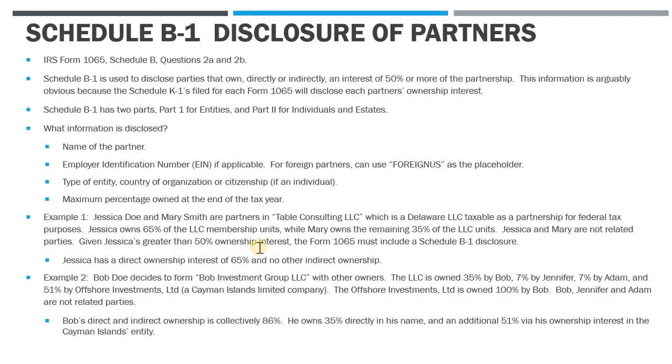Now let's go back to the fact pattern here for example 2. We have Bob decides to form Bob's Investment Group LLC. The LLC is owned 35% by Bob, 7% by Jennifer, 7% by Adam, and 51% by Offshore Investments Limited. Okay, so that's a Cayman Islands Limited Company. Now this entity, the Offshore Investments Limited, is owned by Bob, right? So Bob owns 100% of this company, and Bob owns directly 35% of the LLC in his name. Bob, Jennifer, and Adam are not related parties. So how does this work out? Well, Bob has both direct and indirect ownership via another entity. So he owns 35% directly, but then he owns 100% of a company that owns 51% of the partnership. So he owns 35% direct in his name and an additional 51% via his ownership in the Cayman Islands entity.